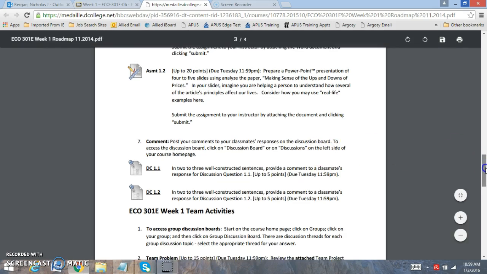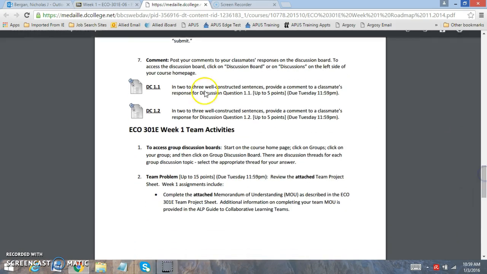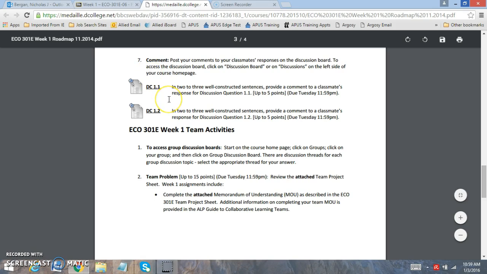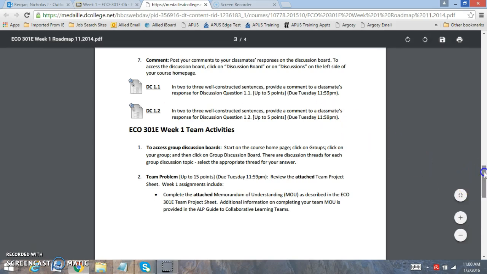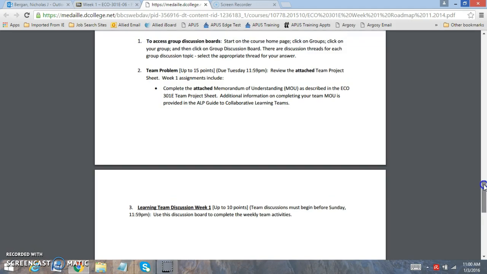Then you want to post your comment on the discussion board. Then discussion 1.1, you want 2 to 3 well-constructed sentences. 1.2, you want 2 peer responses, which can be to any of the posts that I asked or any of your peers. And then you want to go into team activities.